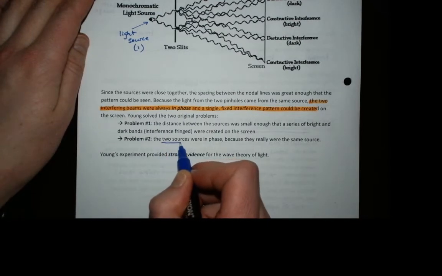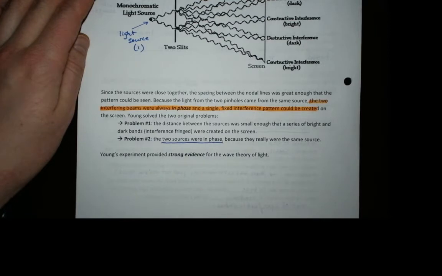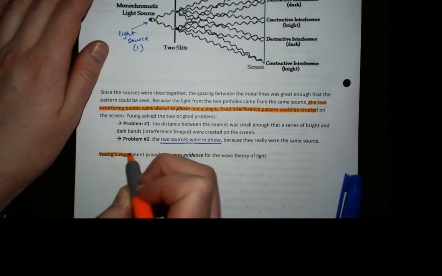So Young actually solved both of the original problems by creating those super close together slits. The distance between the sources was small enough that you could see the pattern. And the very important thing also is the two sources were in phase because they really came from the same single light bulb. Okay? And this was huge evidence for the wave theory of light, because light acting like a wave produces an interference pattern. They observed the interference pattern and they were like, aha, light must be a wave.